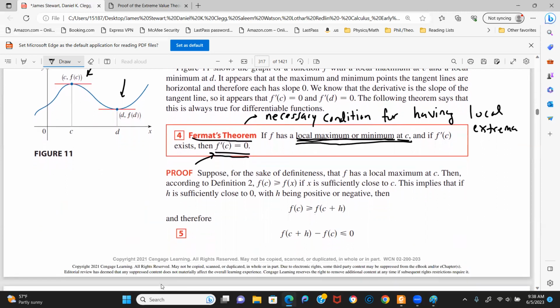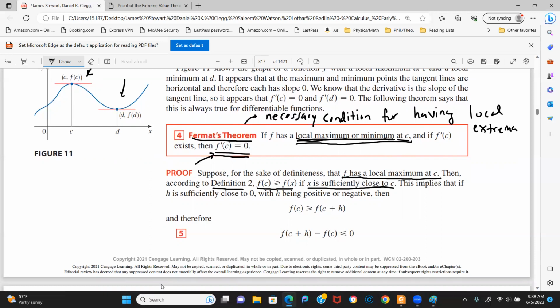So here's a proof. It's not that bad. I guess we'll go through it very quickly. So we're going to suppose, without loss of generality, that f has a local max. And the other case is going to work very similarly. So according to the definition 2 for local max, that means you have f of c is bigger than f of x for all x sufficiently close to c, that is, on some small interval centered at c.